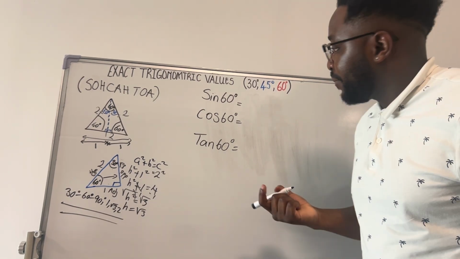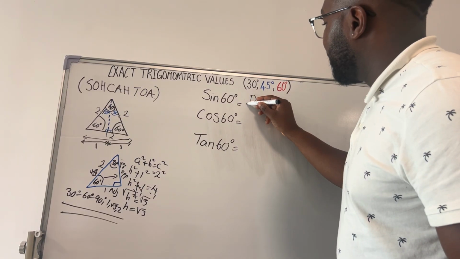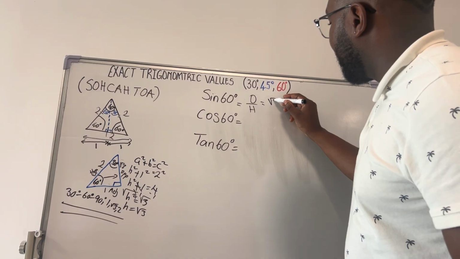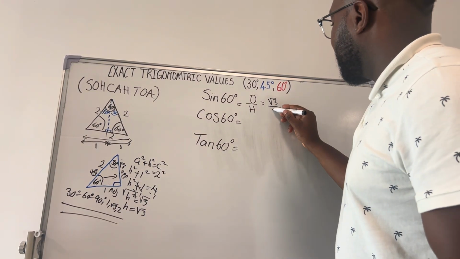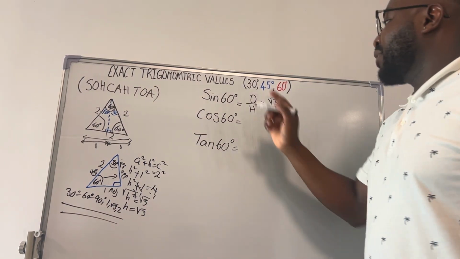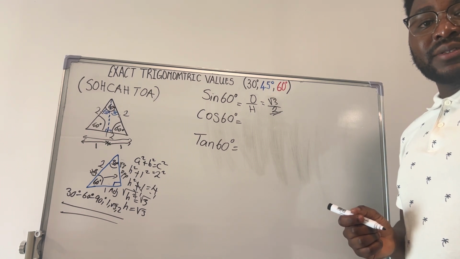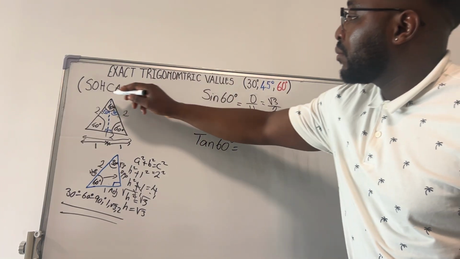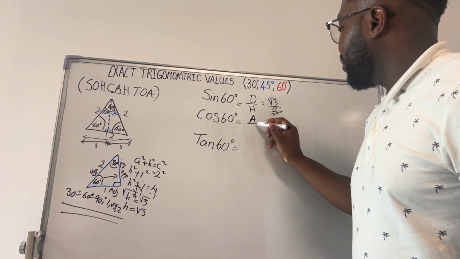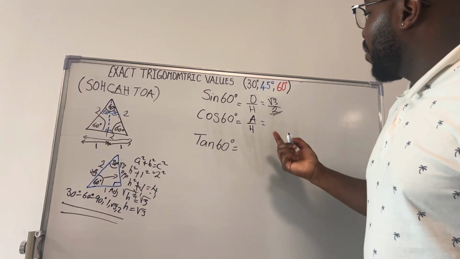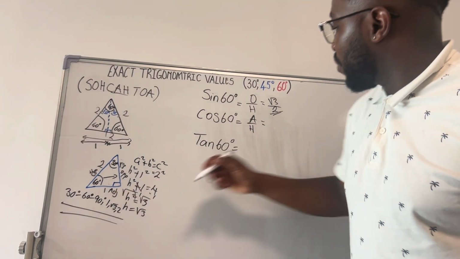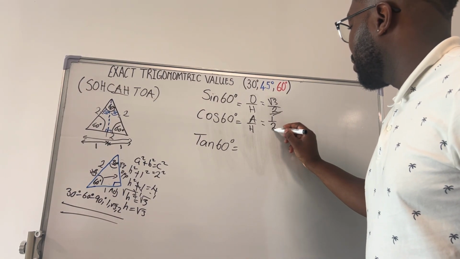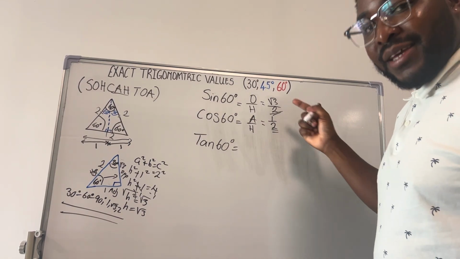Yes? Okay, so now sine is what? Opposite over hypotenuse. Yes? And in our case, what's our opposite? It's root 3. Yes? And what's our hypotenuse? It's 2. So we have found the exact value of sine 60. Yes? Okay, so now let's find the exact value of cos 60. Cos, yes, that's adjacent over hypotenuse, right? What is our adjacent? Yes, adjacent is what? Is 1. Yes, our hypotenuse is 2. So then cos 60 is half.